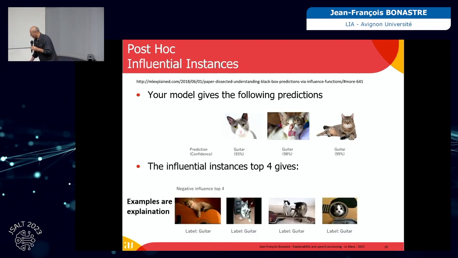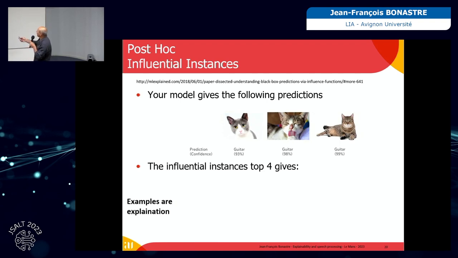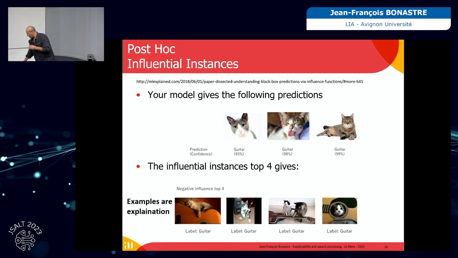For example, here they show this very classical example where the system predicted in the image a guitar with a very high confidence for these three images. It seems very strange. If you go to the explanation with influential instances, you could see that you have these four training examples classified as guitar as input, and if you put a guitar with a cat, maybe you could understand why here the system is deciding it's a guitar.